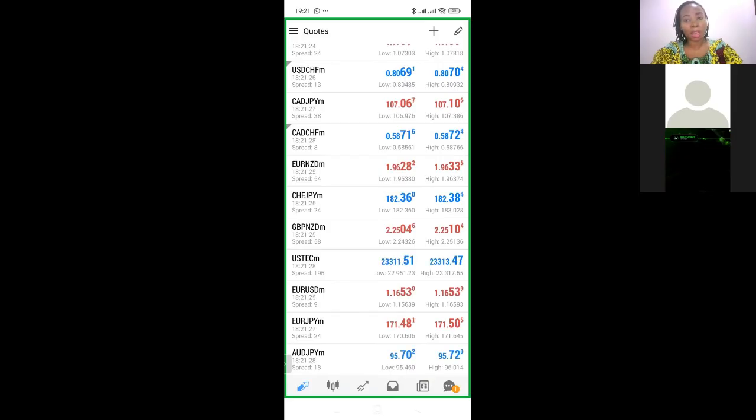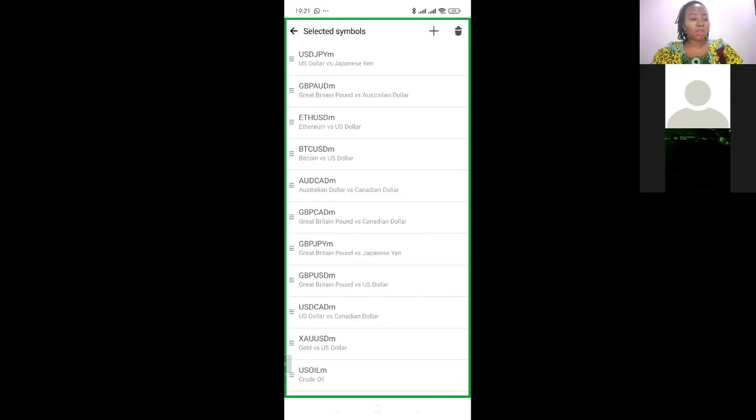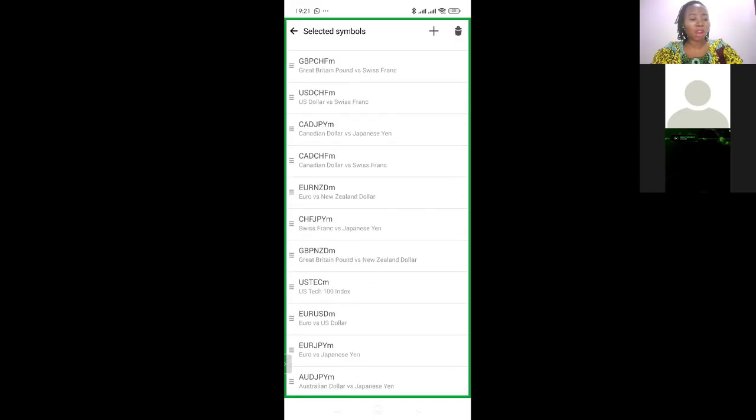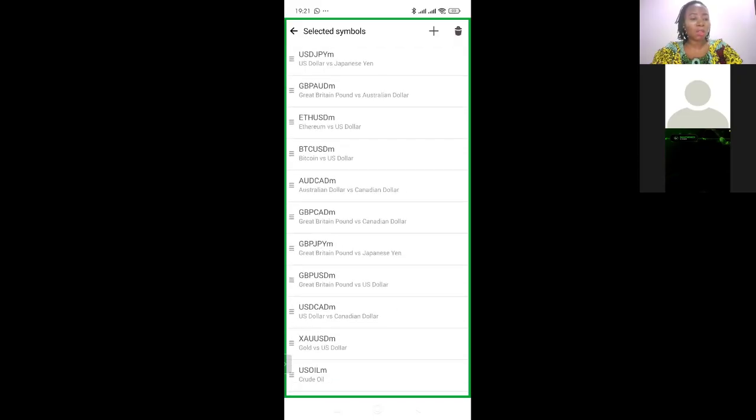Can you see the pencil icon at the top? Yes. So you click on the pencil icon. It will list out all the commodities you have already in quotes. You click on the dustbin icon, and if you click the two checked mark boxes, it will select all the assets on your quotes.